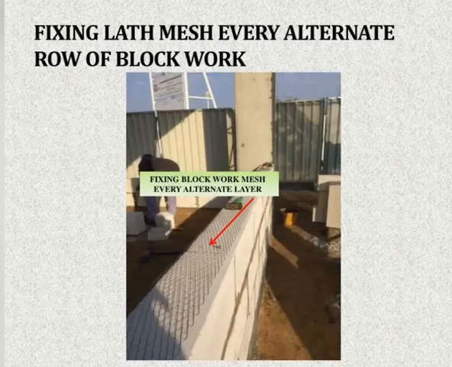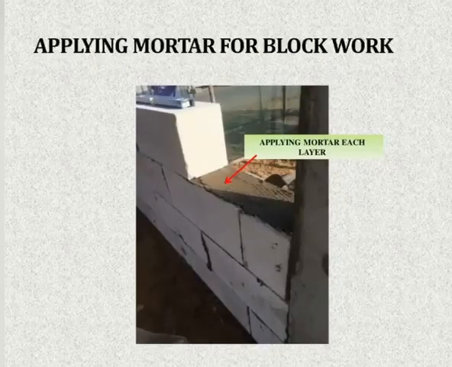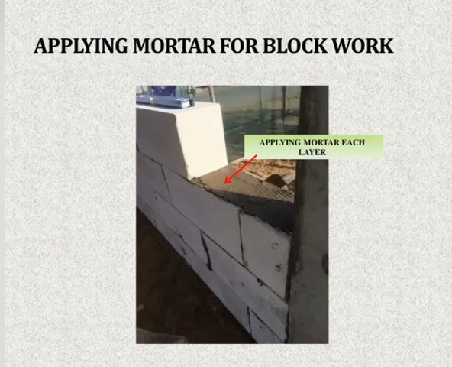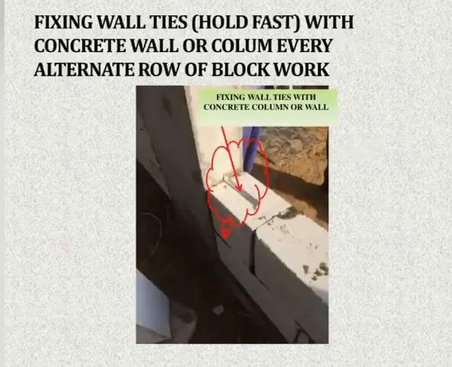So now we are starting the next layer step by step. You can see in the next layer we have fixed the GI mesh. Just keep in mind we should use the GI mesh in every alternate layer. It means in one layer we use the GI mesh and the other layer has only the mortar, and again we use the GI mesh.